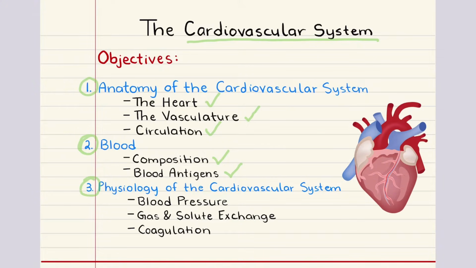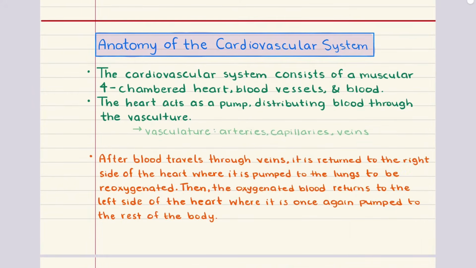Finally, we're going to cover the physiology of the cardiovascular system. That means we're going to look at how this system actually works in practice, and we're going to cover things like blood pressure, gas and solute exchange between blood and tissues, and the process of coagulation or blood clotting. With this introduction in place, let's go ahead and get started with Objective 1, the anatomy of the cardiovascular system.